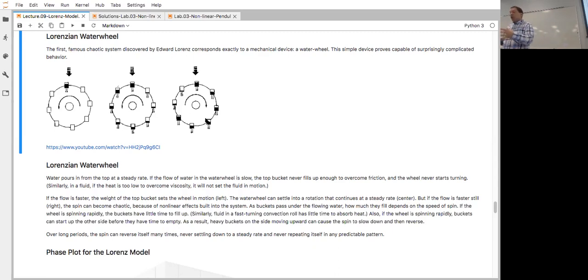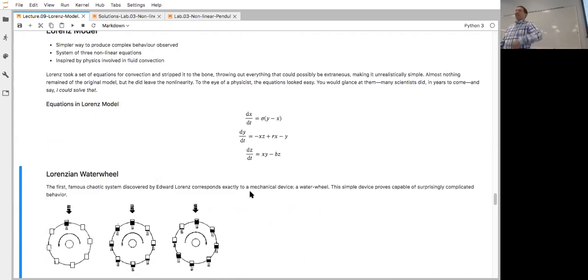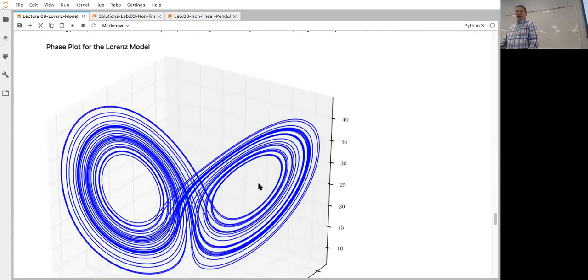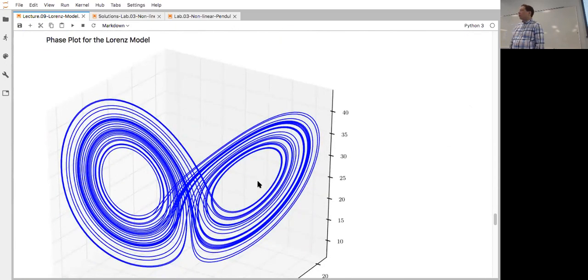Now, the variables here are basically the rate of rotation, the angle, and then something to do with how much fluid is inside, I think it's probably the moment of inertia or some quantity like that of the overall system. Taking these three equations, x, y, and z, and solving them, you get that picture. Now, I don't know if you've ever seen that before. That's called a strange attractor. That's sort of the classical example of a Lorenz attractor.